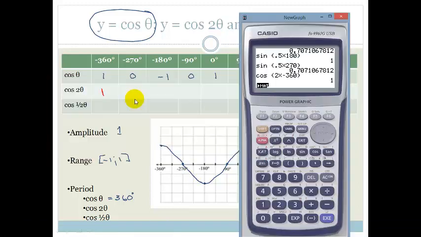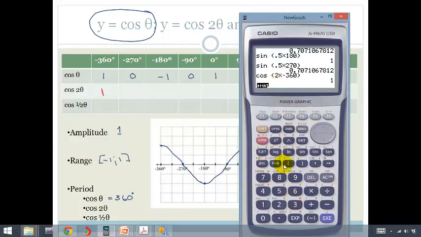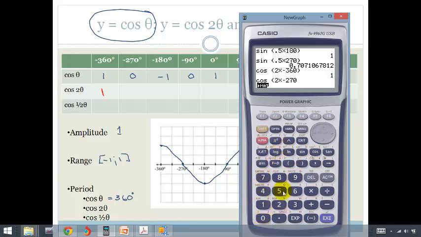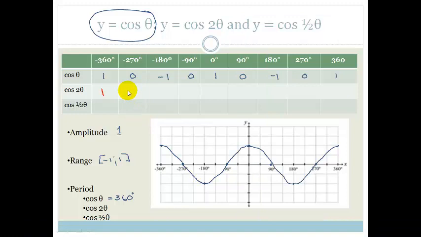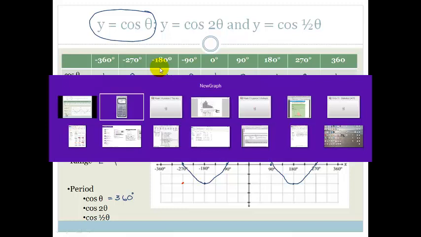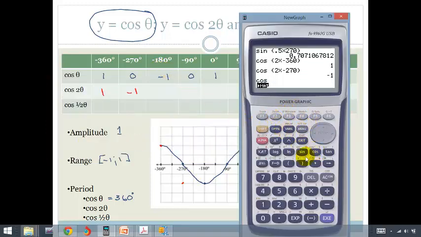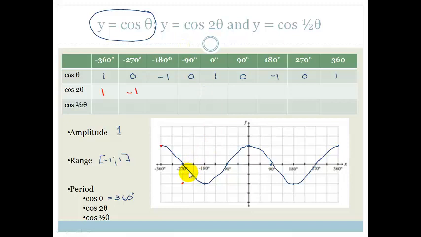Let's try negative 270. So we go cos of bracket 2 times negative 270, and we close that. And this time we get minus 1. So we've gone from 1 up here to minus 1 down here. Let's see what happens when we do cos of minus 180. We go cos of bracket 2 times negative 180, and we close our bracket, and we go back up to 1. Wow! Do you see that we're going all the way across here?